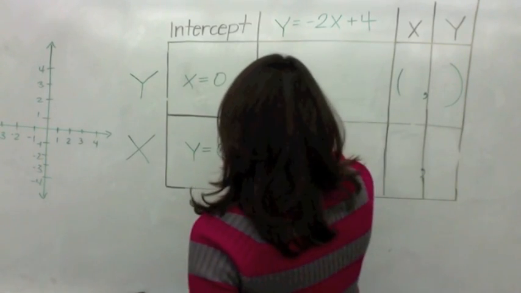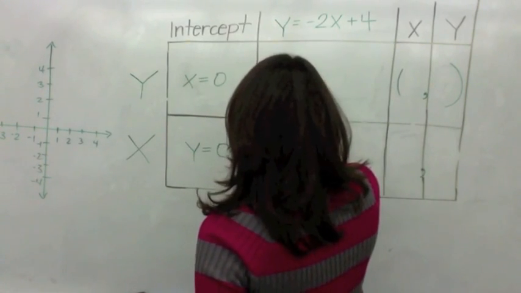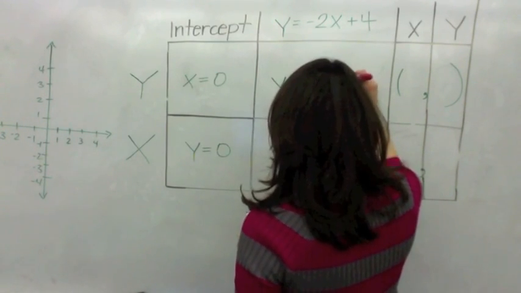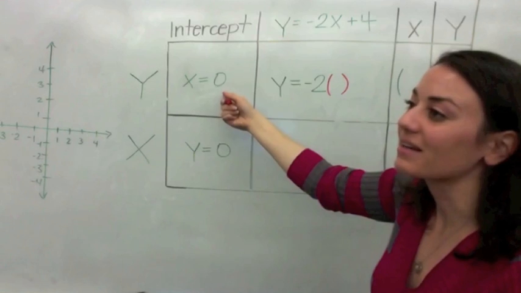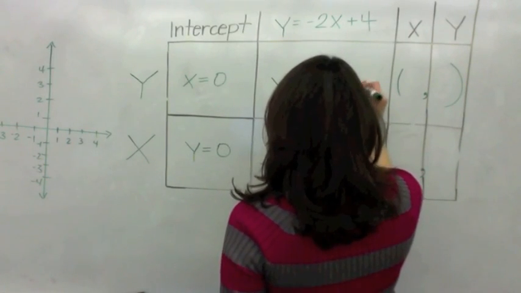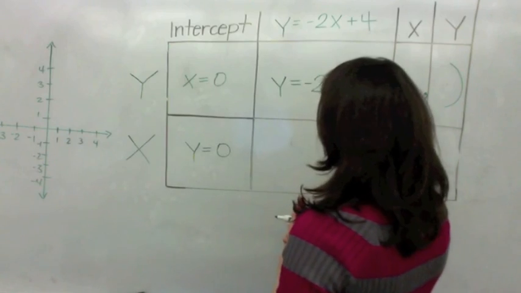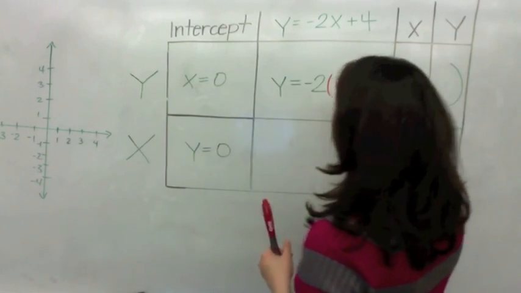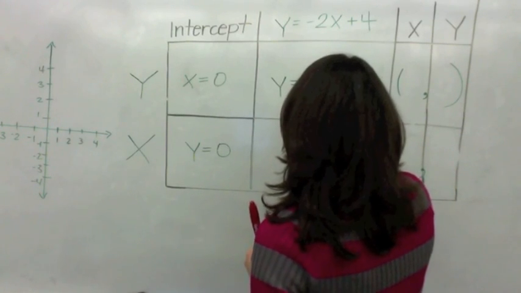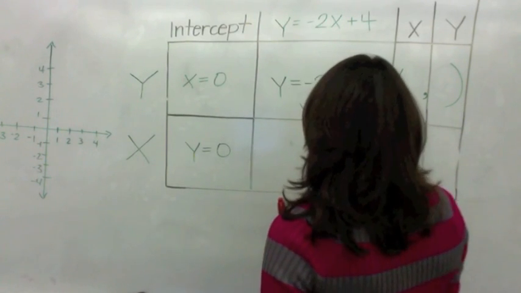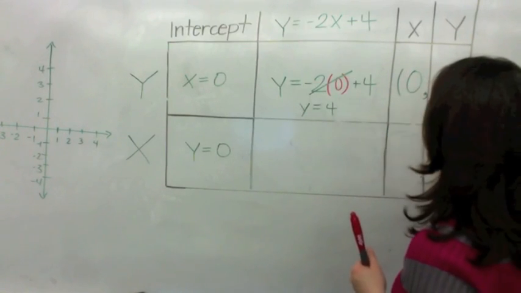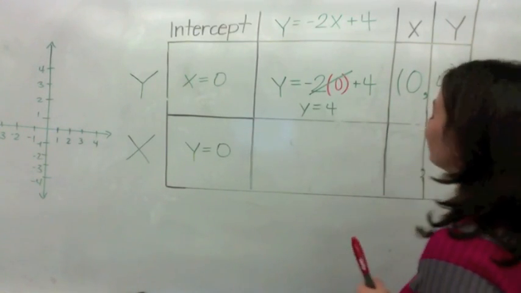So let's do that now. Everyone read this with me. Say y equals -2 times x. What is x? It's 0. Then we're going to add 4. Very good. Okay. So let's continue. -2 times 0 makes 0. Cross it out. You're left with y equals 4. Great job. Now again, if x is 0, then y is 4. So our first coordinate point is 0, 4.